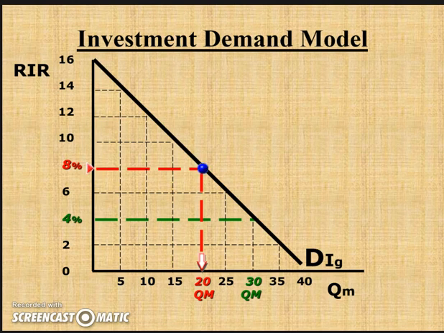Okay, here's our next one. Well, we haven't done chartograph number 5 yet. Chartograph number 5 is linking consumption with savings. But this is going to be chartograph number 6, the investment demand model. Go ahead and draw it in your notes. I'm going to draw it on the board, and you guys will copy it. We have real interest rate here, we have quantity of money, and we have demand for gross investment. This is the investment demand model, and you can see what happens when the interest rate is lower.